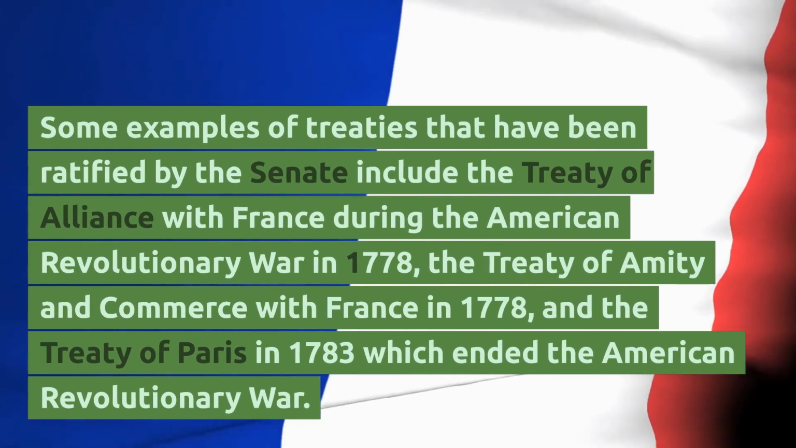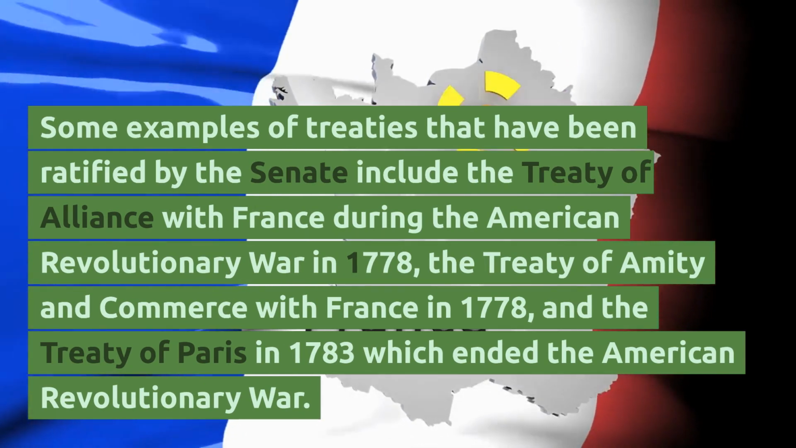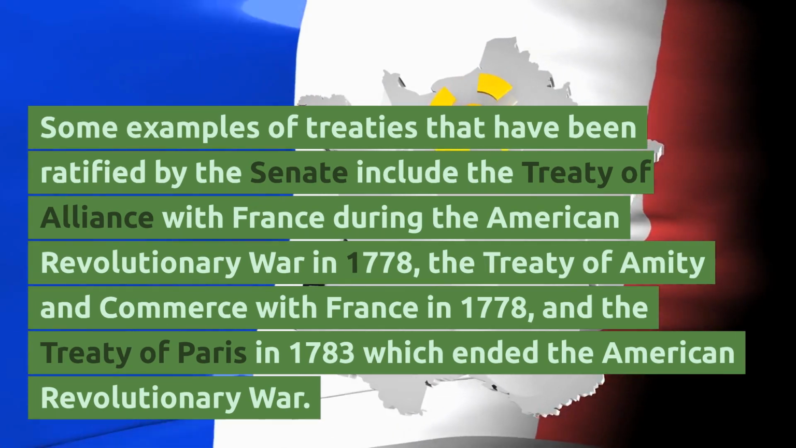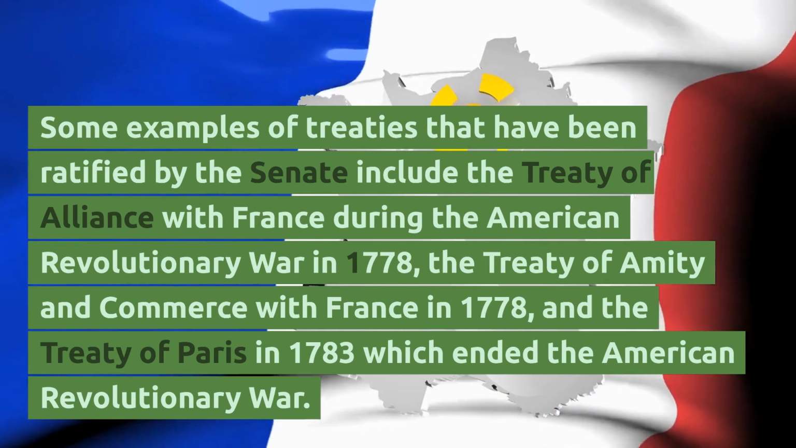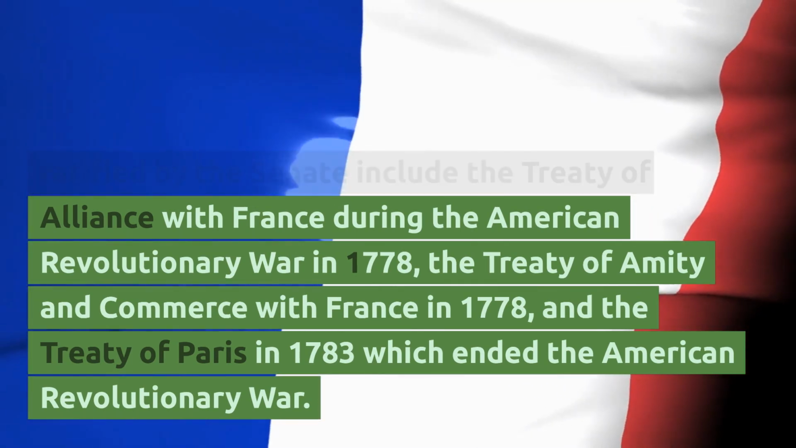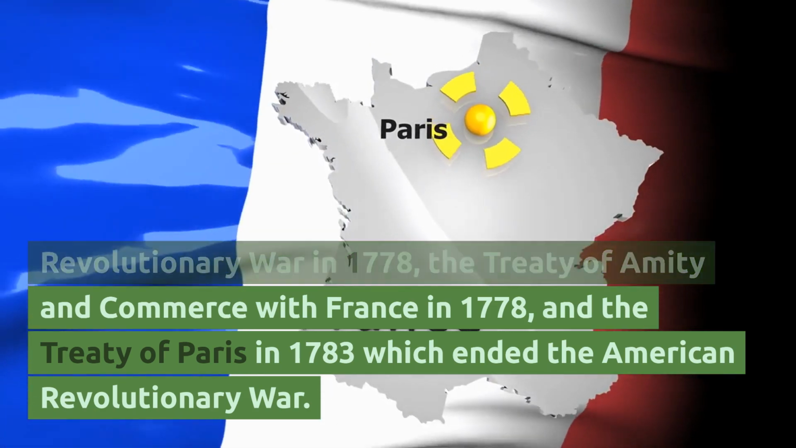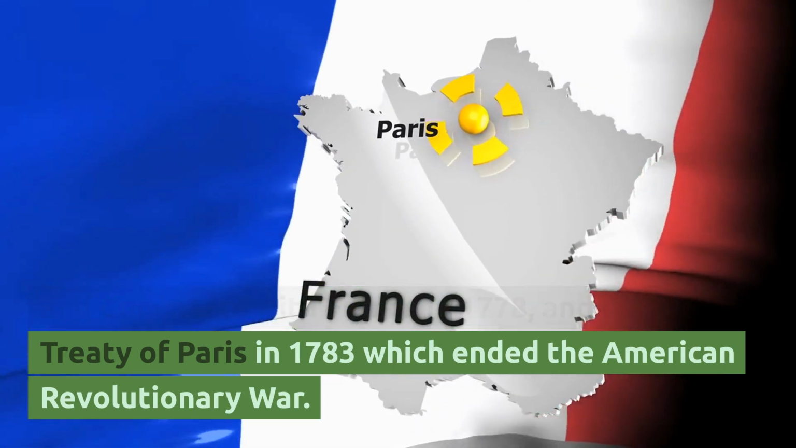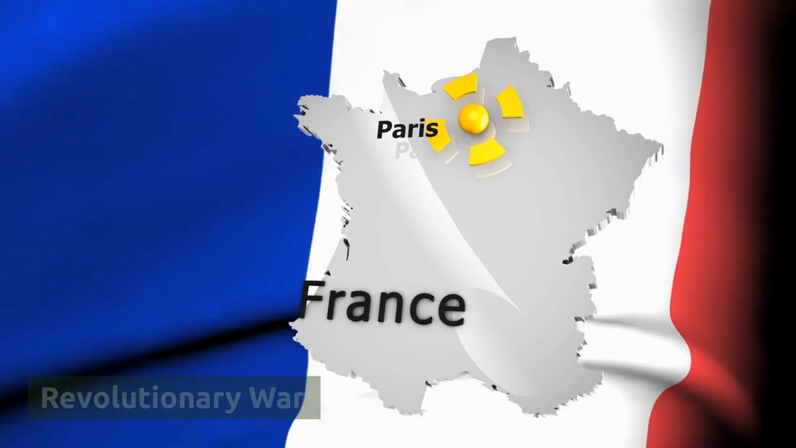Some examples of treaties that have been ratified by the Senate include the Treaty of Alliance with France during the American Revolutionary War in 1778, the Treaty of Amity and Commerce with France in 1778, and the Treaty of Paris in 1783, which ended the American Revolutionary War.